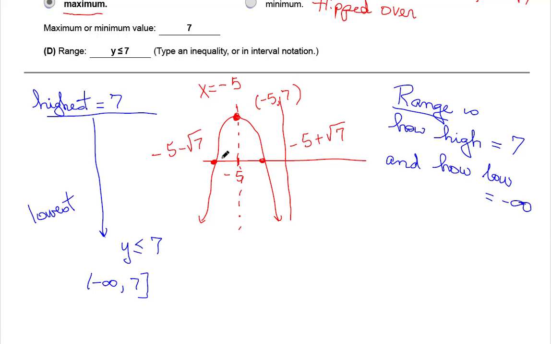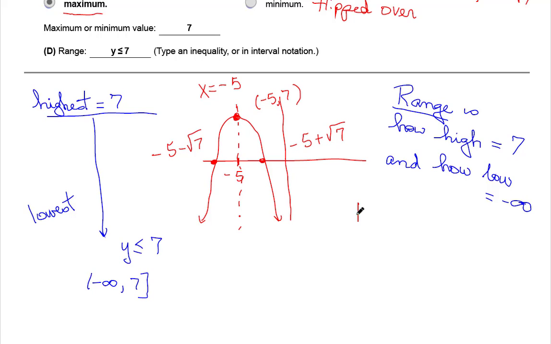Here's my X and Y intercepts. The range. Well, the range, you see, never goes higher than 7. And then the parabola looks down forever. So that means that my range is -infinity up to and including the 7, which is y less than or equal to 7. The domain, well, the domain is easy.